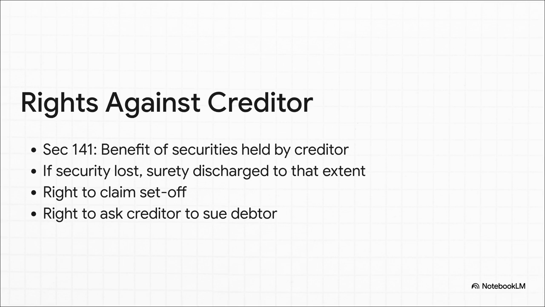Let's pause here and deeply explain Section 141. The absolute crucial point is that a surety is entitled to the benefit of every single security the creditor has against the principal debtor at the exact time the contract of guarantee is entered into. Think about it. If the creditor carelessly loses a security or parts with it without the surety's explicit consent, the surety is severely prejudiced. Therefore, the law strictly dictates that the surety is discharged to the exact financial extent of the value of the security lost.